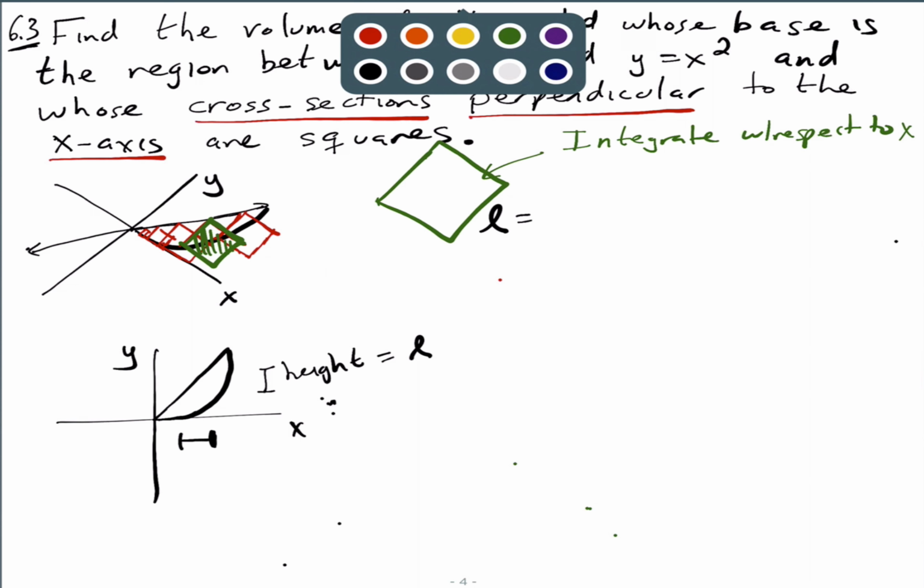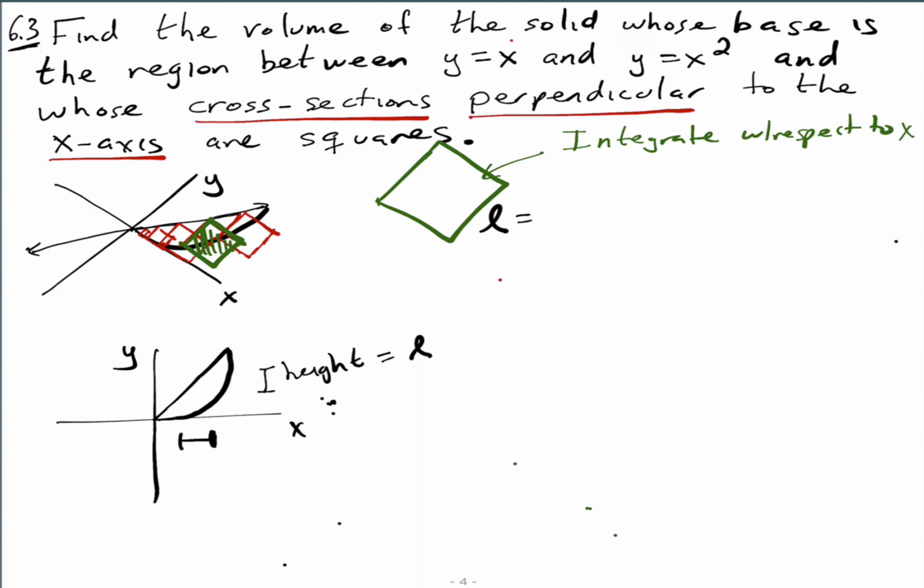So here I accidentally... Okay, so the cross sections are going to be perpendicular to the x-axis. So it should be like this. Does that make sense? So that's the cross section. They're perpendicular to the x-axis. Yes? You with me or without me?